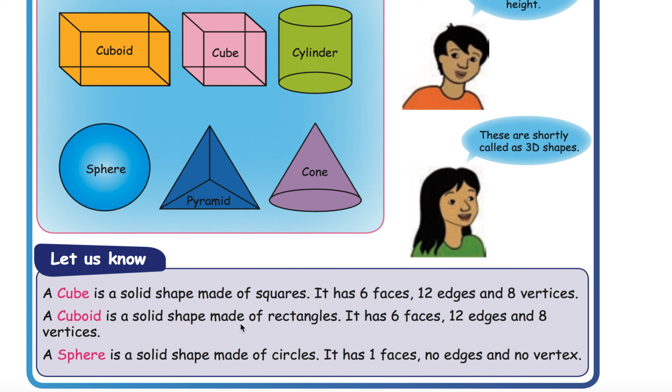Cuboid is a solid shape made up of rectangles. Yeah, this is over. Sphere is a solid shape made up of circles. It has one face, no edges and no vertex.